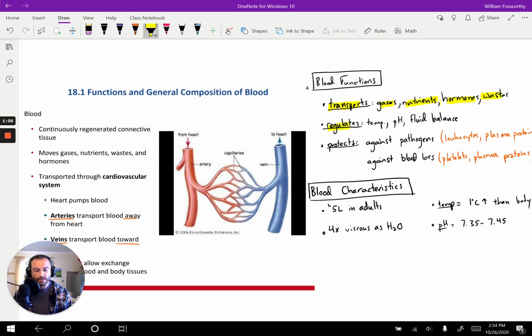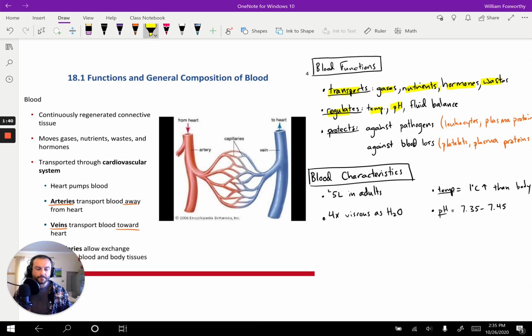It also functions to help regulate your temperature, and I think we talked a little bit about that in the integumentary system. You have some control over vasodilation and constriction to the surface of your skin, and when you vasodilate and bring that blood to the surface of your skin, that allows your body heat to be released more into the environment. And so when you constrict it, it keeps it deeper in your tissue, and that conserves your temperature. Also has a role in pH balance, which we'll talk about more later, and fluid balance as well.